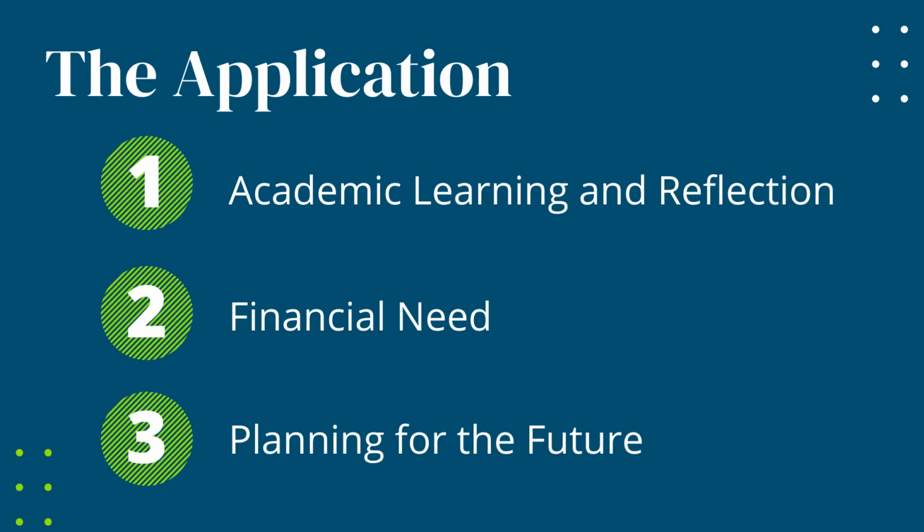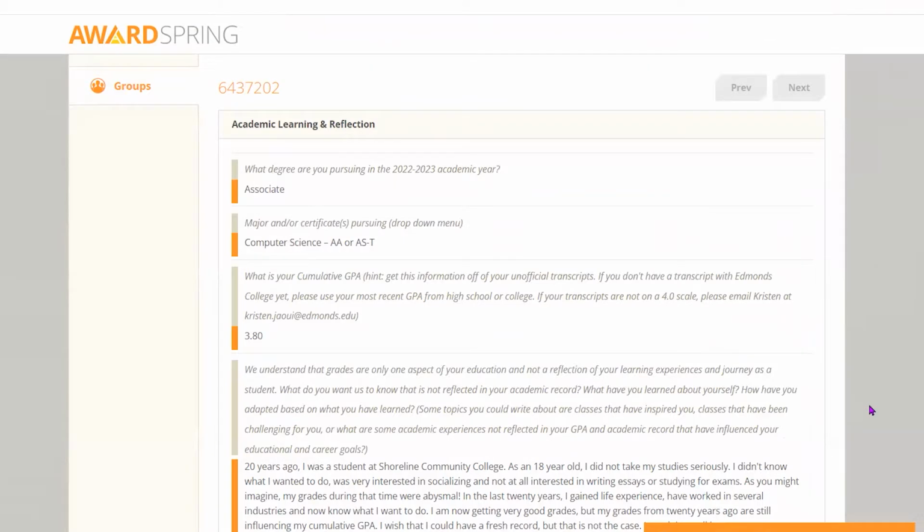The application has 3 sections: academic learning and reflection, financial need, and planning for the future. The 2 areas you should pay attention to in the academic learning and reflection section are the GPA and the academic reflection and essay question. I've also left the degree level and degree type in this section because I find it handy to have that information when I am scoring.